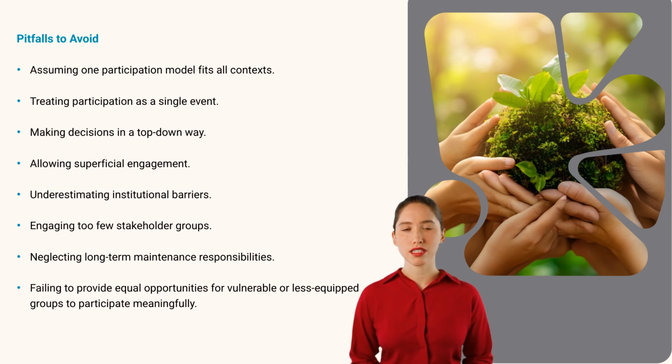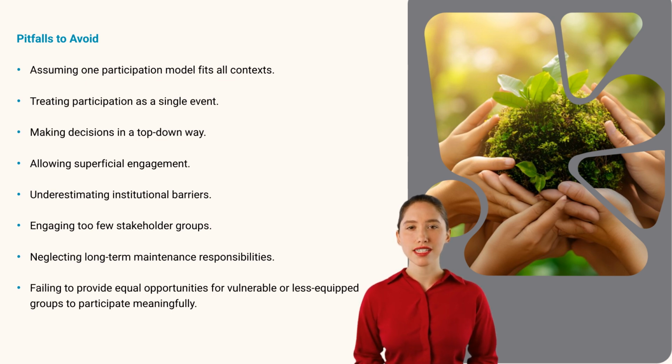Top-down decision-making, or participation processes without a clear decision-making structure, can also undermine trust and effectiveness. Similarly, tokenistic engagement, such as one-off consultations with no real influence, often creates resistance rather than support.